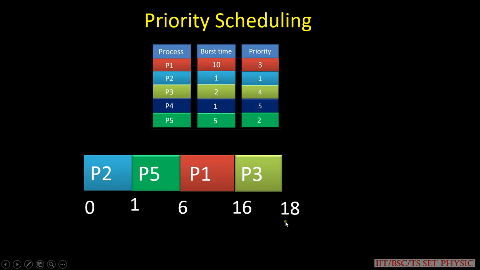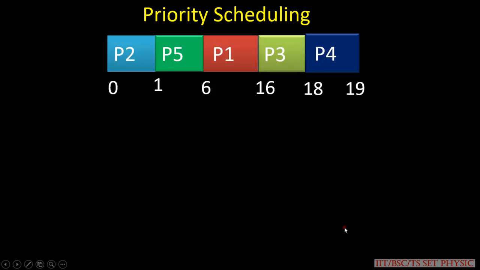At 18 milliseconds P3 completed, and the next process started after P3 is P4, the last one. The burst time of P4 is 1 millisecond, so 18 plus 1, the value is 19.